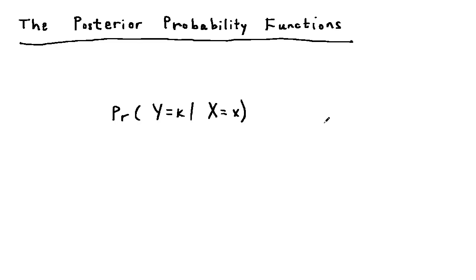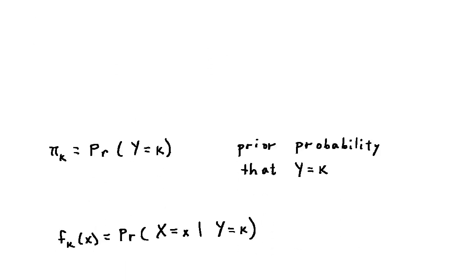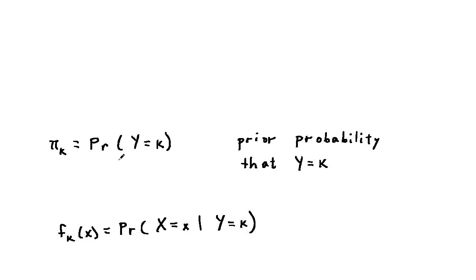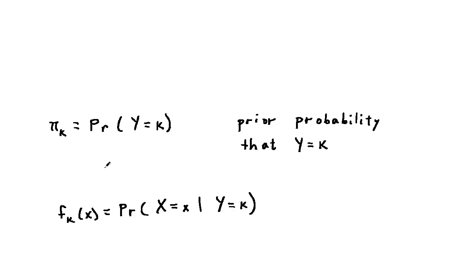In this lecture, we'll build a formula for the posterior probability, the probability that y equals k, given that x equals little x. Okay, let pi sub k equal the probability that y equals k. This is the prior probability that y equals k. Also, let f sub k of x be the probability that x equals x, given that y equals k. Okay?